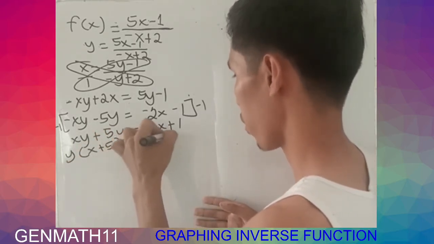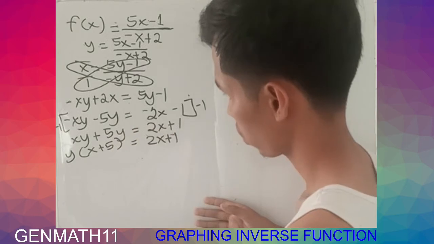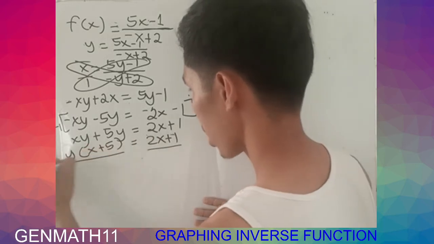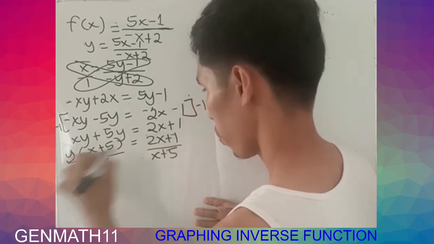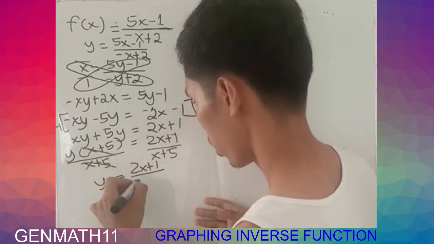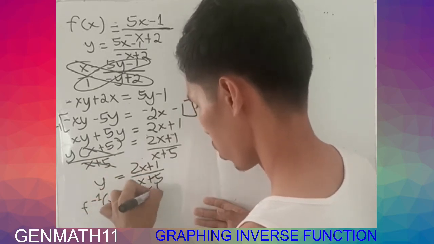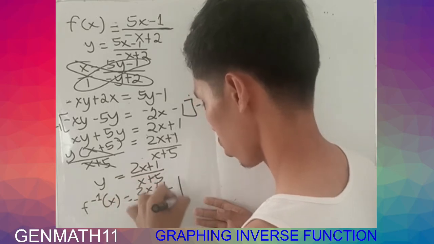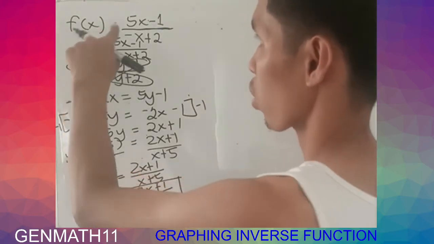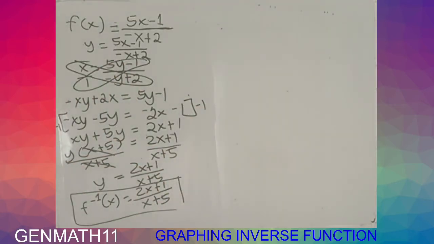Okay. So, y times x plus 5 is 2x plus 1. Tama na. So, divide both sides by x plus 5. So, cancel out. So, y equals 2x plus 1 over x plus 5. So, f inverse of x equals 2x plus 1 over x plus 5. Ito yung ating inverse. Inverse pala nito ni f of x equals to 5x minus 1 over negative x plus 2. So, yan.